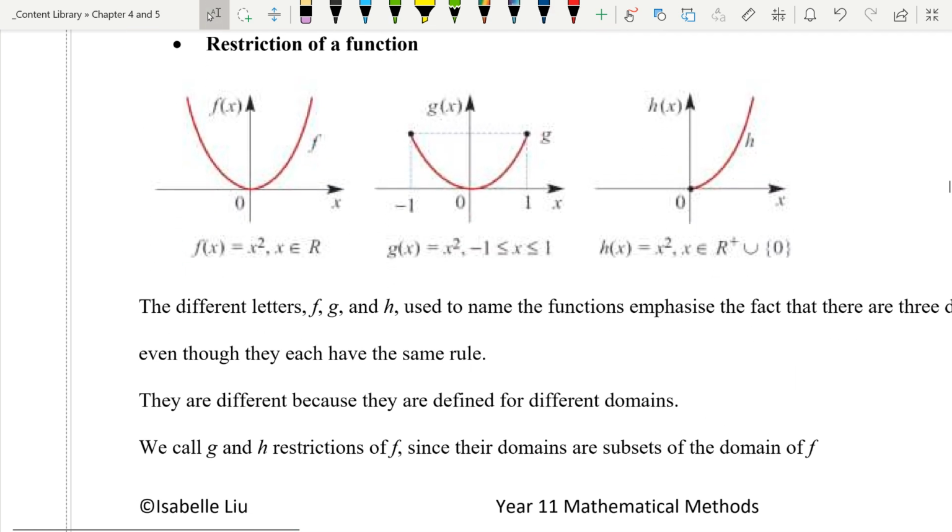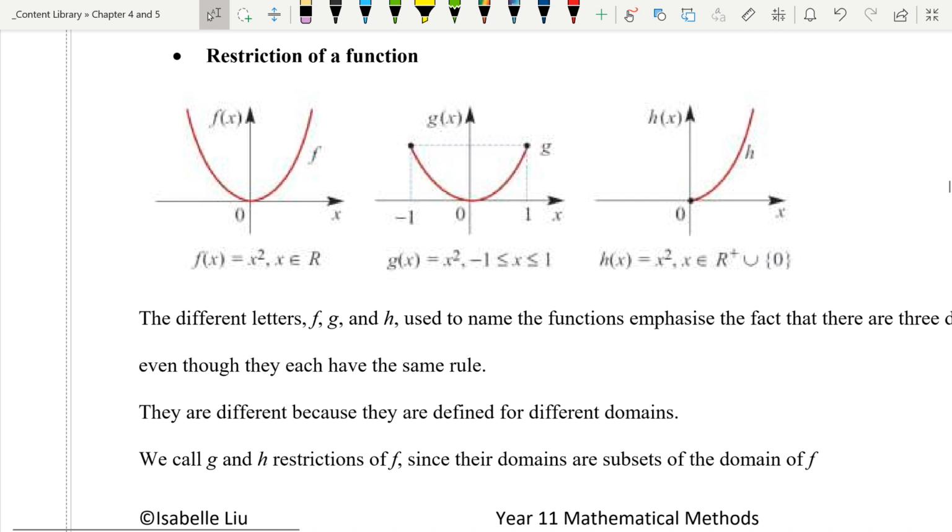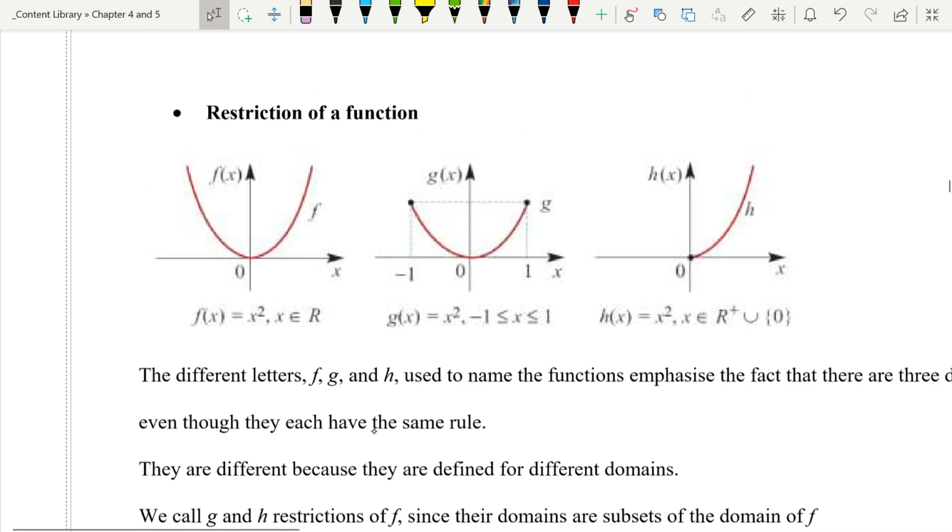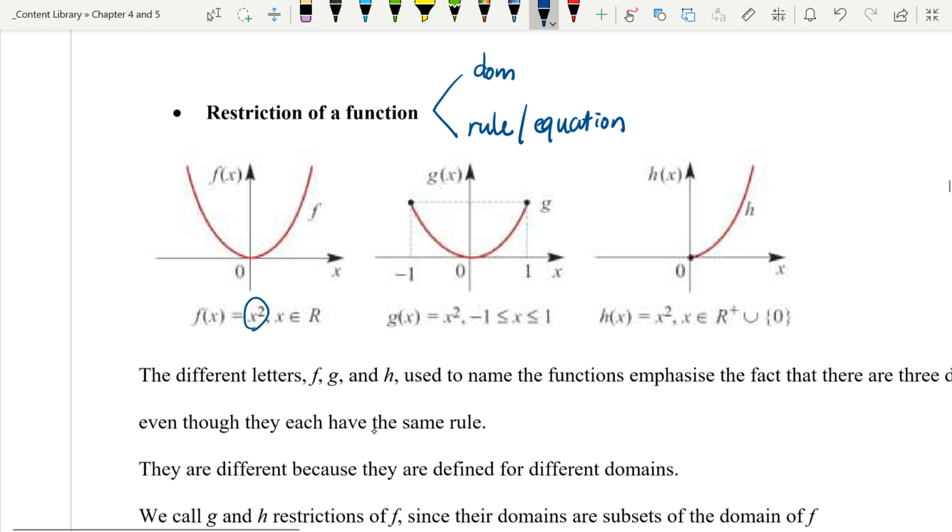All right, last thing: a function is defined by two things. One is the domain and one is the rule, or say the equation. If any one is different, then they are different functions, even though they have the same rule. If you look at all three graphs here, they have the same rule. The rule is x squared.